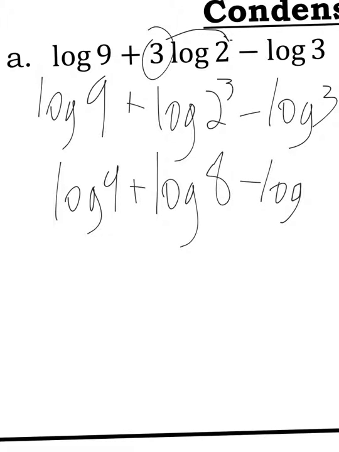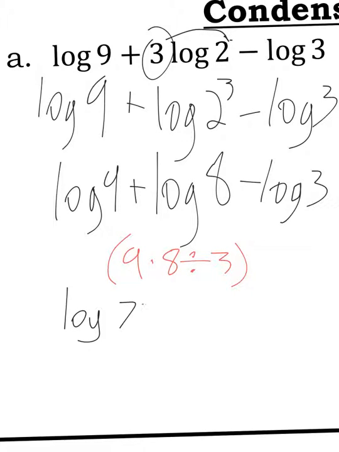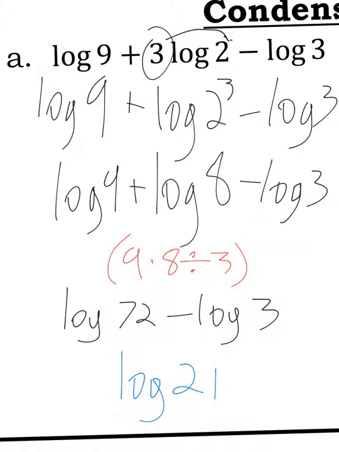So because of the product and quotient properties, what I'm effectively doing now is I'm going to do 9 times 8 divided by 3. All right, so 9 times 8 is 72. So I have log 72 minus log 3. And 72 divided by 3 is 24. So I get log 24. And so if you type this into the calculator, that 9 times 8 divided by 3 all at once, you'll get 24.